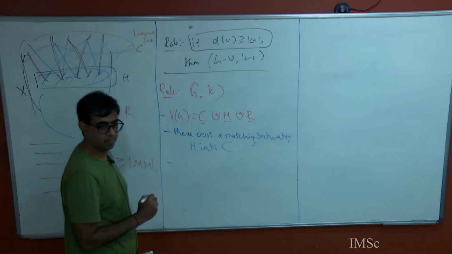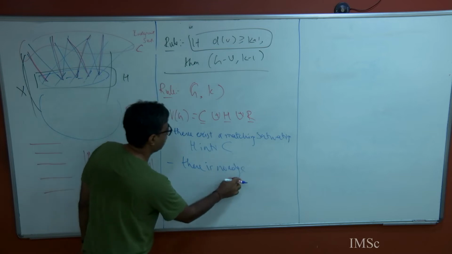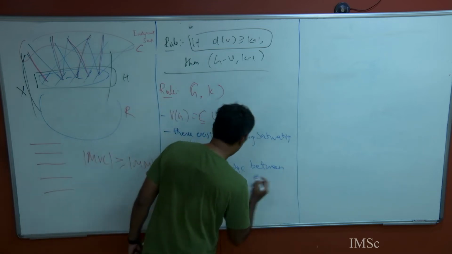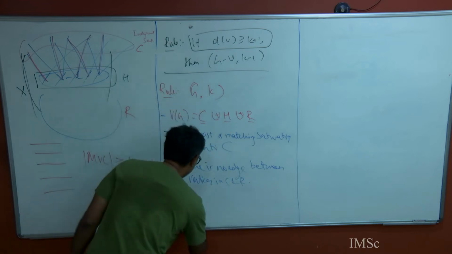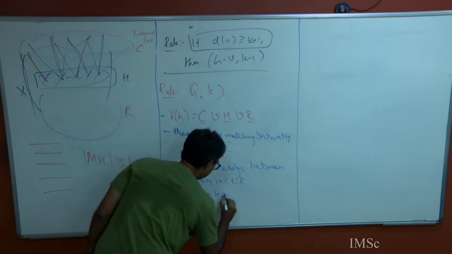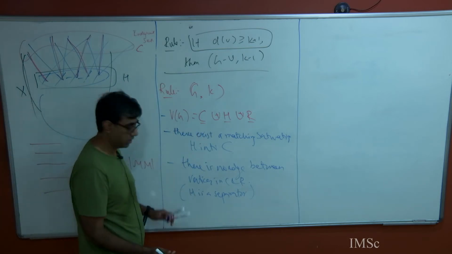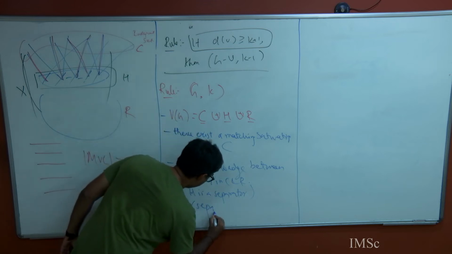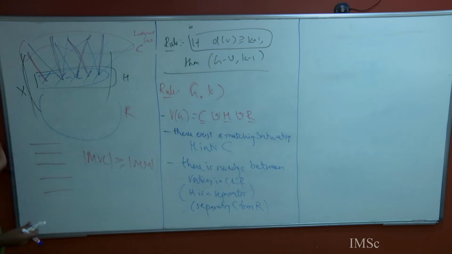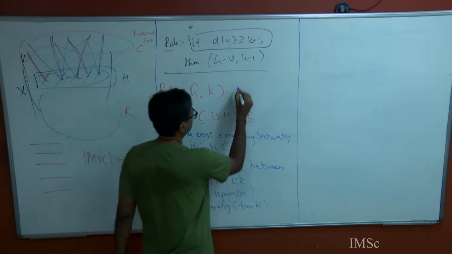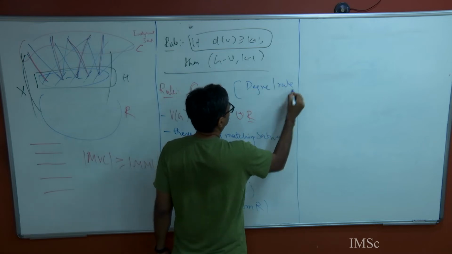And what is the third property? There is no edge between vertices in C and R, or in other words, H is a separator. H separates C from R. So basically, let's call this rule whatever it is called. It is basically the degree 1 rule on steroids.